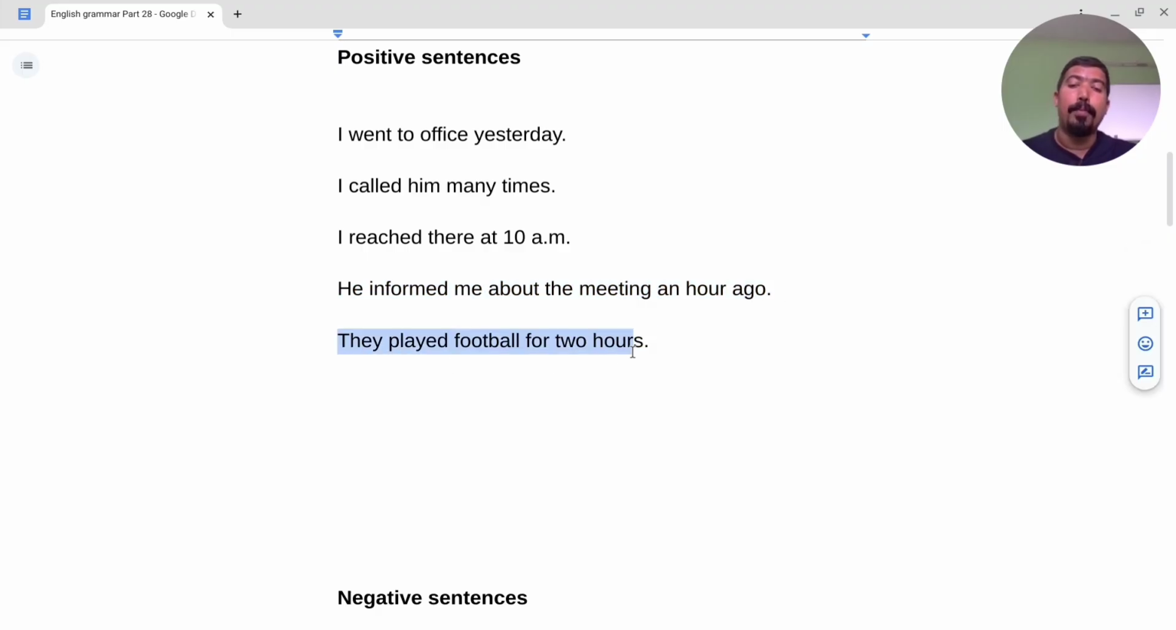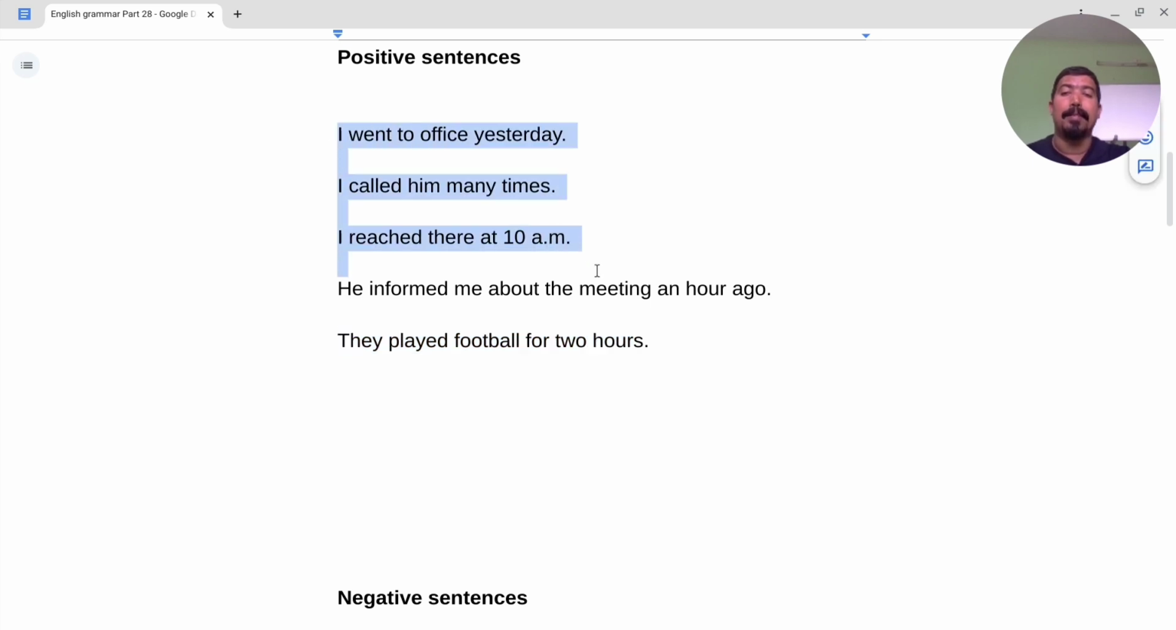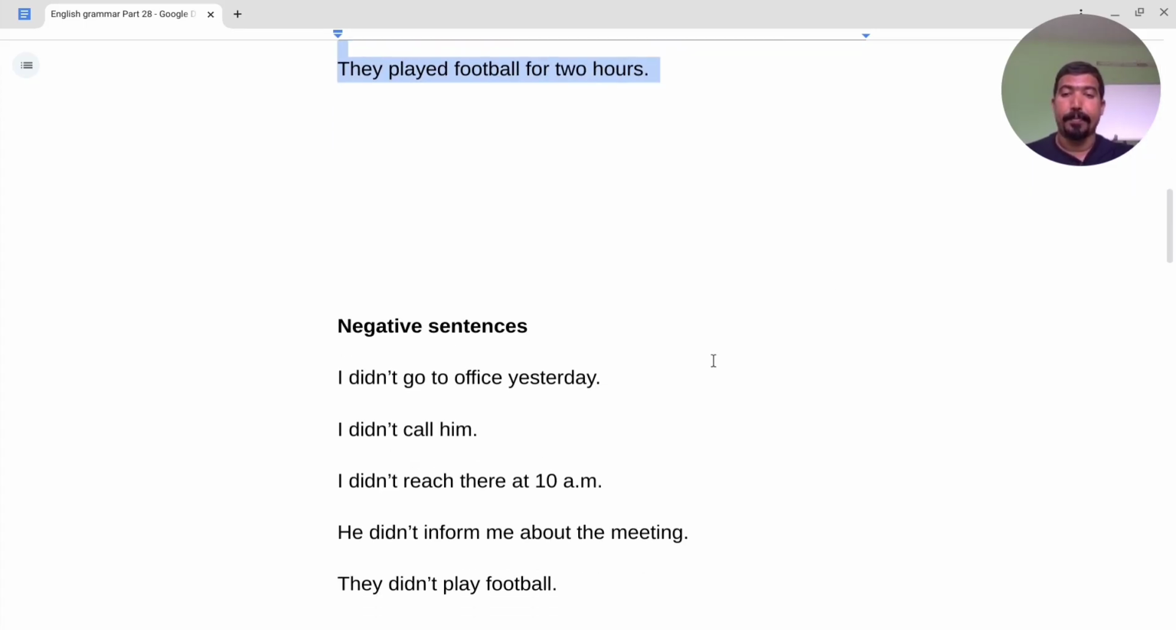They played football for 2 hours. It is already over. It is already completed. They finished playing right now. Now they are taking rest. Got it? They played football. So you can see that even if the subject is I, he, she, they, etc., the verb is the same. You can use past form of verbs. These are positive sentences which mention an action is completed.